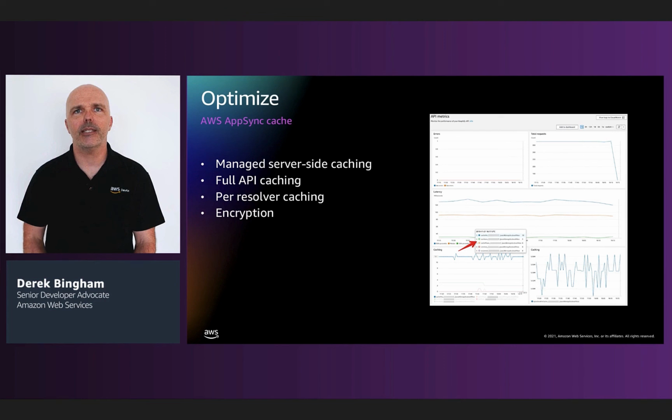Or you could set up per resolver caching. You may have some resolvers that you do not want to cache, as the data is often changing rapidly. But you may have some other resolvers where you know that the data does not change that much. Maybe it's a read-heavy system and you want to put a cache in front of one of your queries, so you can turn that on. Finally, you can turn on encryption as well to protect your data both at rest and in transit.